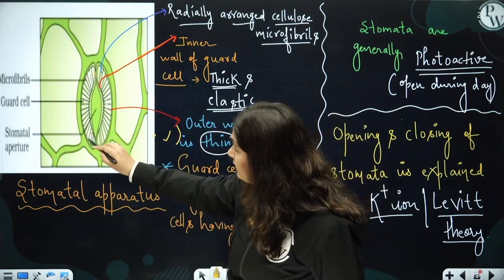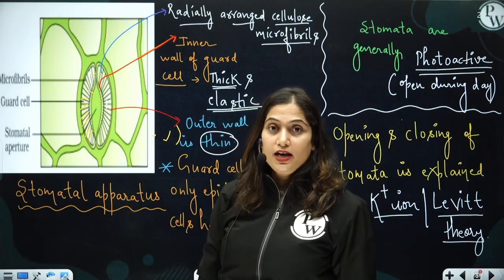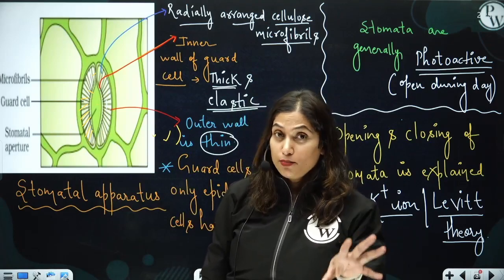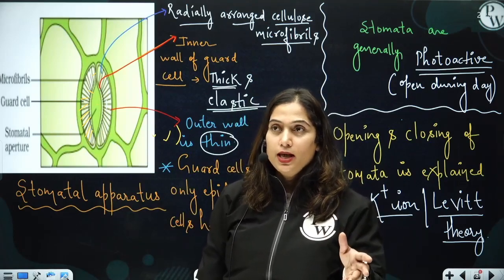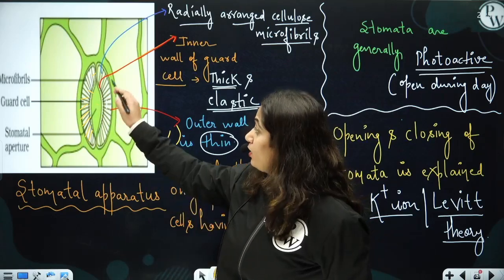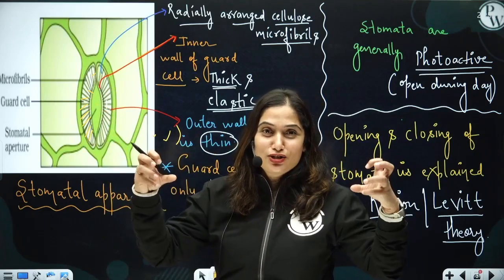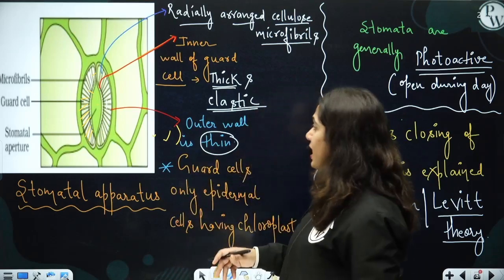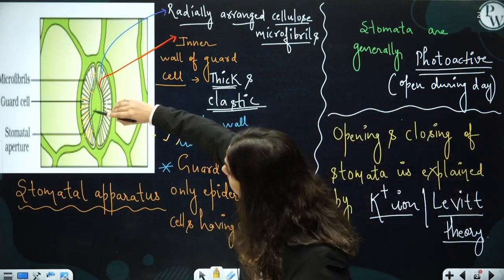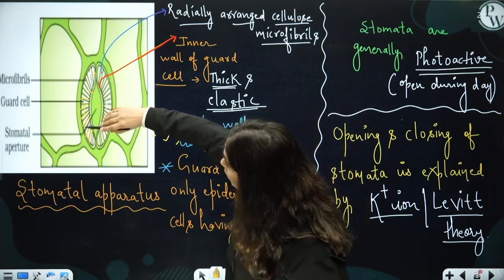Now here you can see these lines. These lines are the radially arranged cellulosic microfibrils. This is very important. Sometimes in the question it is written that guard cells have longitudinally arranged microfibrils. No, these microfibrils are arranged radially in the guard cell and they help in contraction and relaxation, right? One more important thing, this is the inner wall of the guard cell which is present towards the pore, and this is the outer wall of the guard cell.